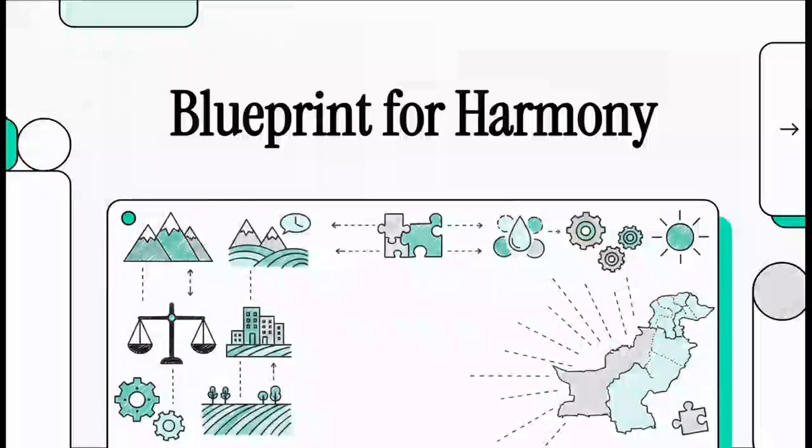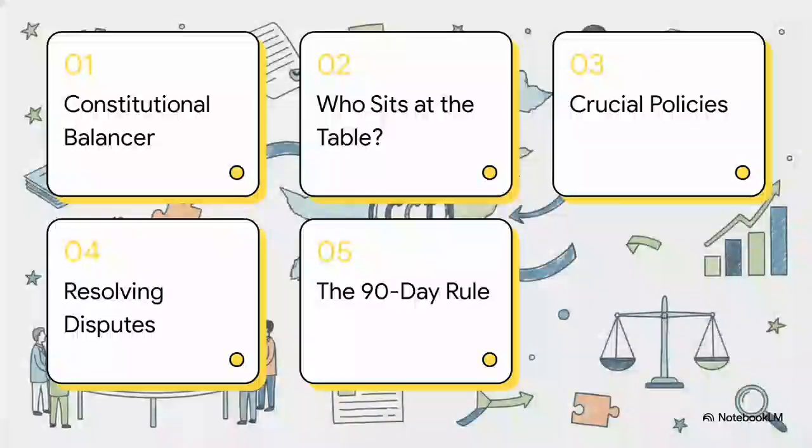We're going to explore exactly how this blueprint for harmony works, the actual math behind its power structure, and the incredibly high stakes of the decisions they make. So here is our structural blueprint for today. We'll be looking at Pakistan's constitutional balancer. Who sits at the table, crafting crucial national policies, resolving high-stakes disputes, and finally, the 90-day rule.